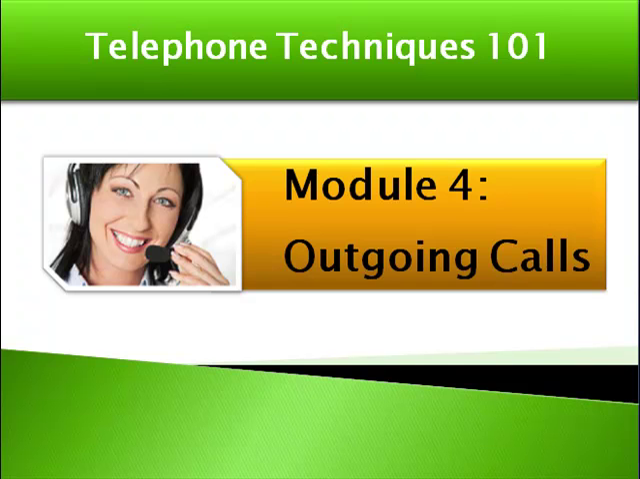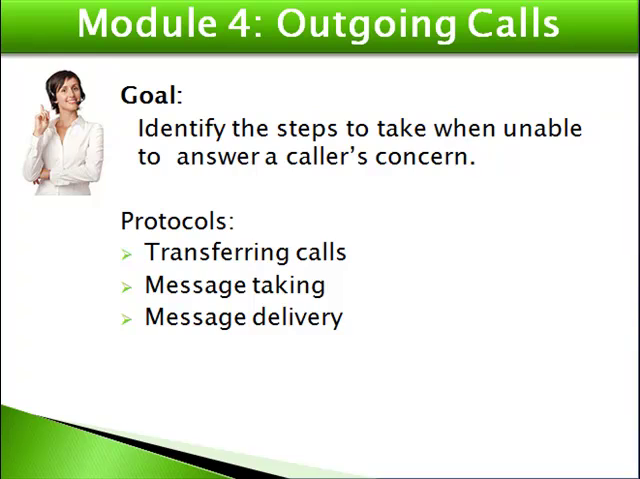Module 4. Outgoing calls. In this module, you will identify the steps to take when unable to answer a caller's concern. You will learn the protocol in transferring telephone calls, taking accurate telephone messages, and the prompt delivery of telephone messages. In order to do this effectively, you should know how the office functions and know what each employee is responsible for. Learning and knowing this information will help you identify the appropriate personnel to help you with the student's concern.